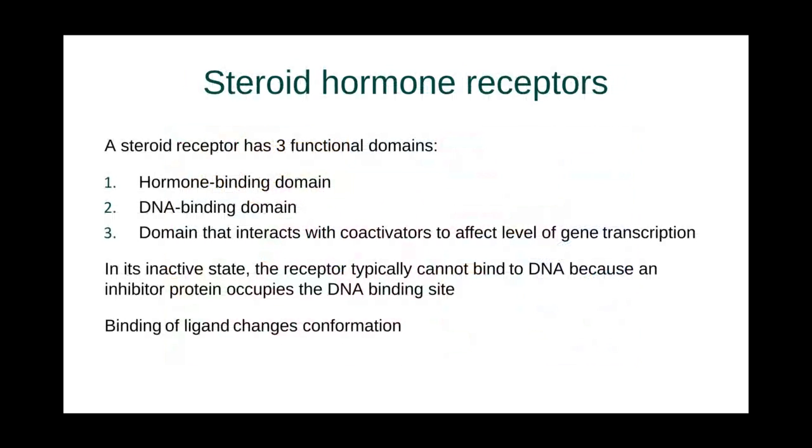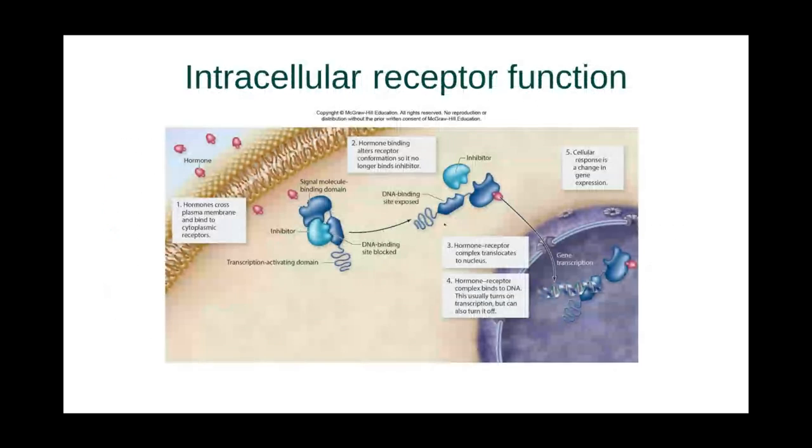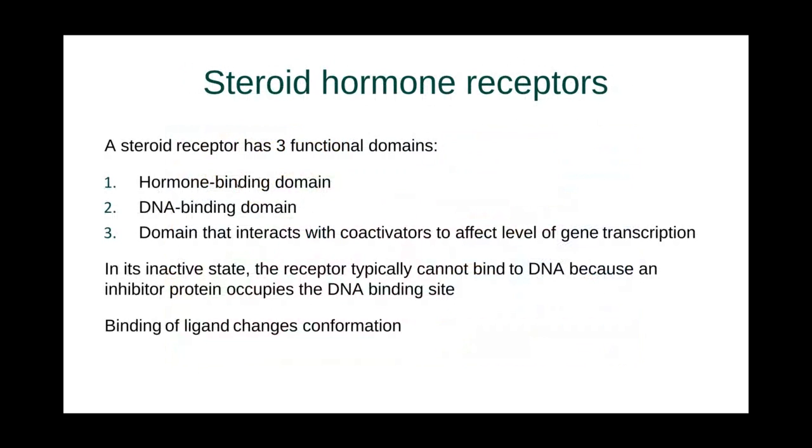Now, we'll dive a little bit deeper into what a steroid hormone receptor looks like. It has three functional domains. So it has the hormone binding domain. You can see these here, right? One, two, three. It's got three components. It has the DNA binding domain, and then we have the domain that directly interacts with coactivators to affect the level of gene transcription.